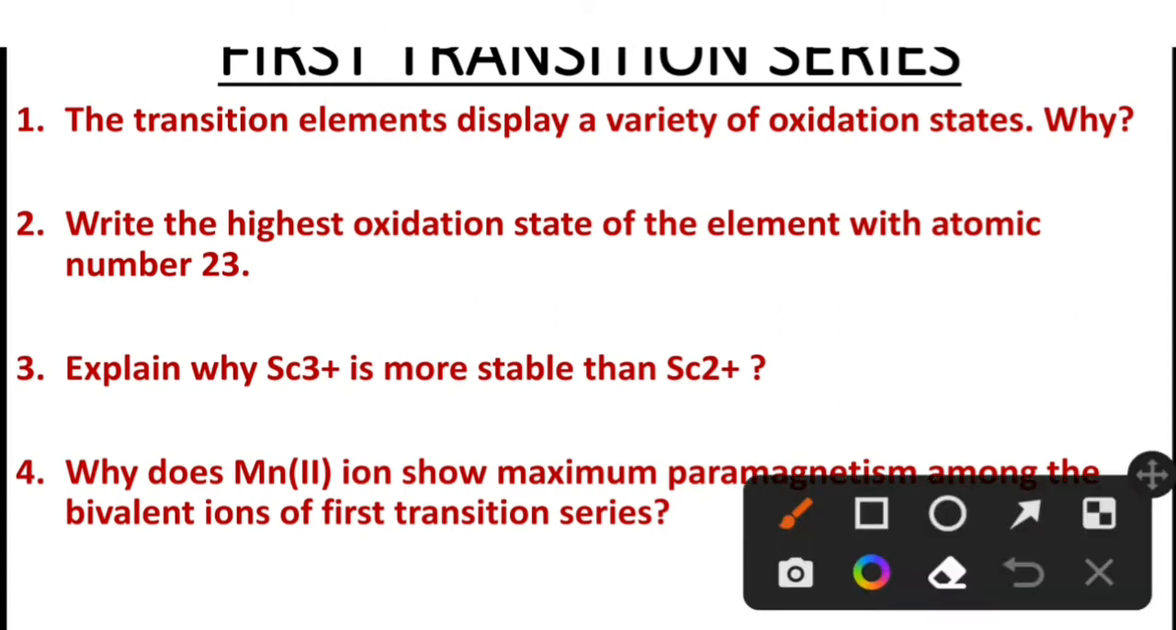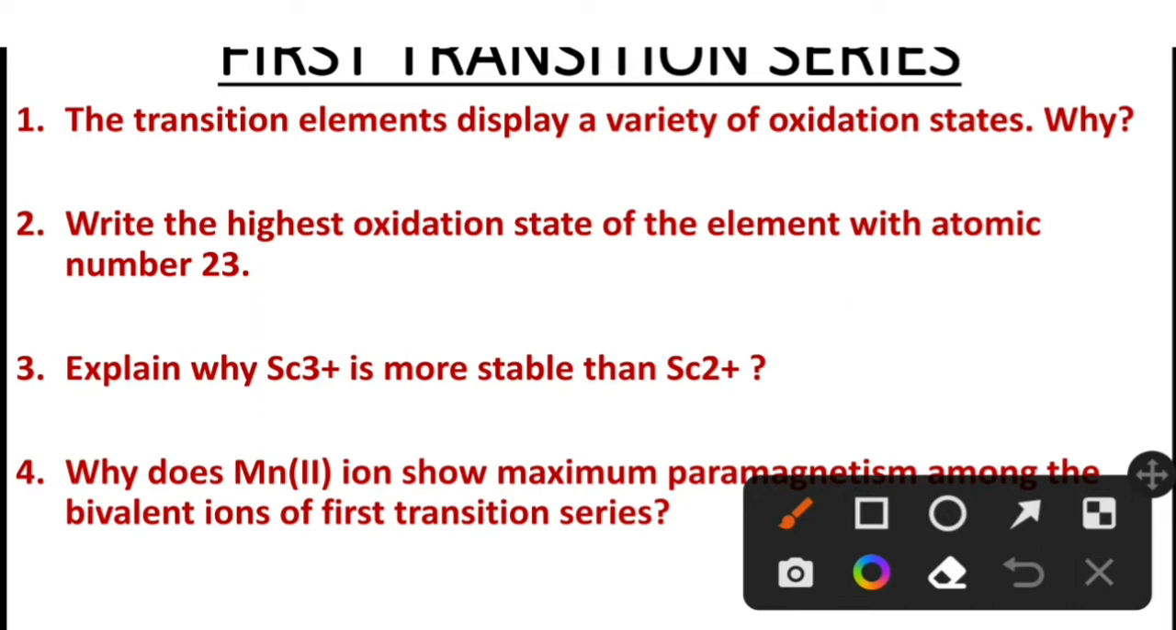The transition elements display a variety of oxidation states. Why is it so? It is because of partially filled d orbitals. That is due to participation of (n-1)d electrons in addition to ns electrons.